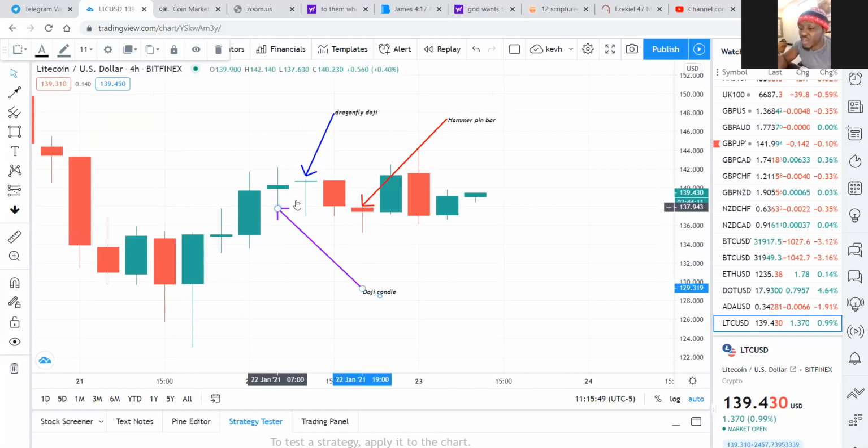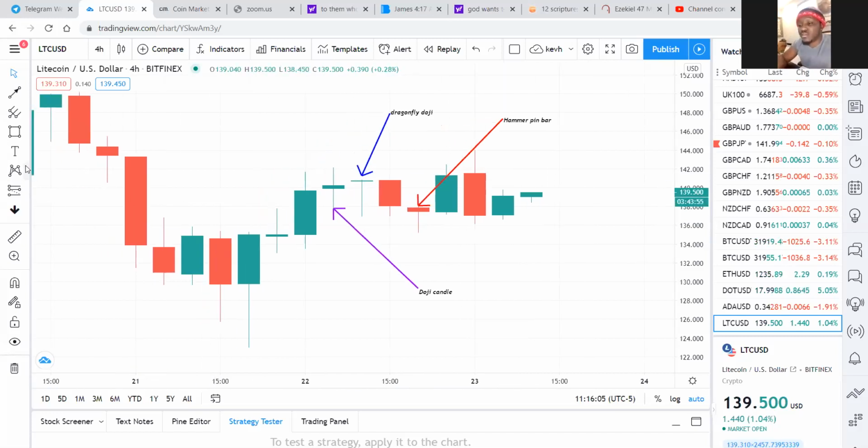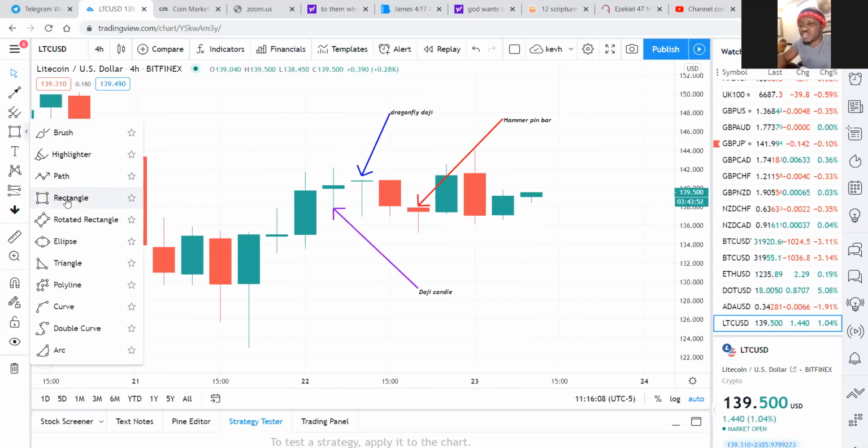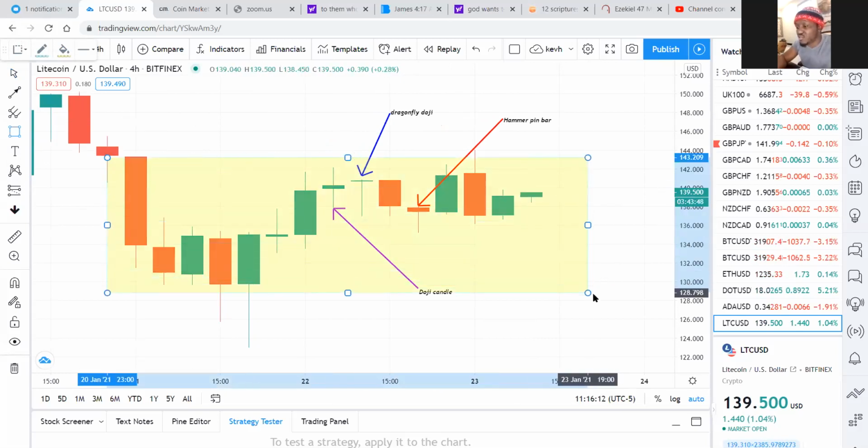We have so many reversal patterns here, reversal candlesticks, right? That is very true. This market is not decided on what it wants, right? This market right here is not decided. So this is where I usually draw my boxes. Why? This is a consolidation.